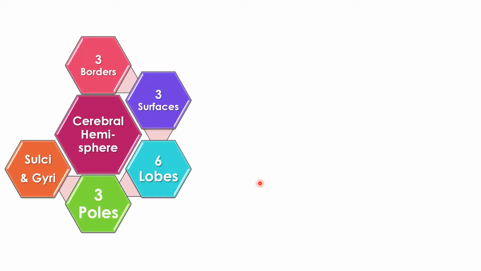Now discussing one cerebral hemisphere. One cerebral hemisphere has three borders, three surfaces, six lobes, three poles and two main parts, two main components, two main segments, that is the sulci and gyri. Okay, so what are the three borders?